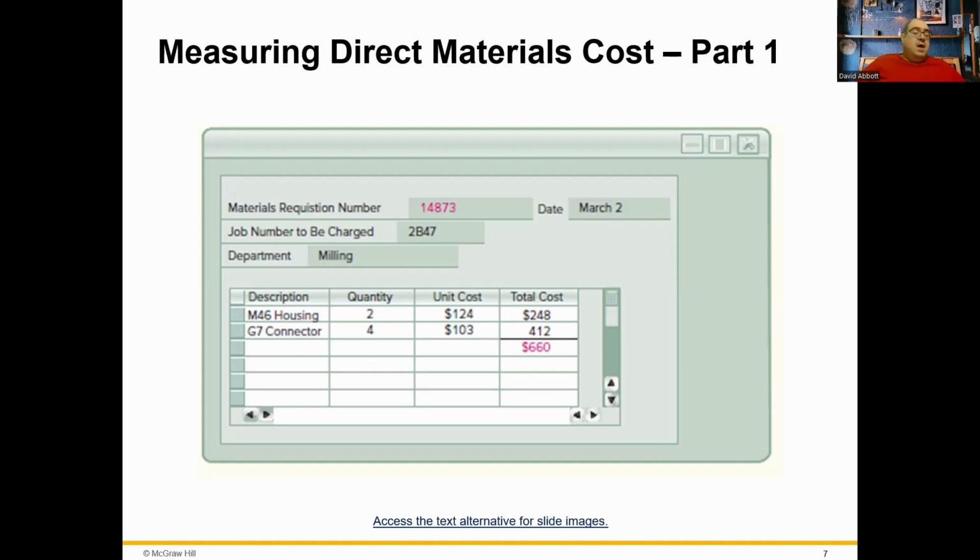So if there's a certain product, for example, I'll just kind of hold up an example.